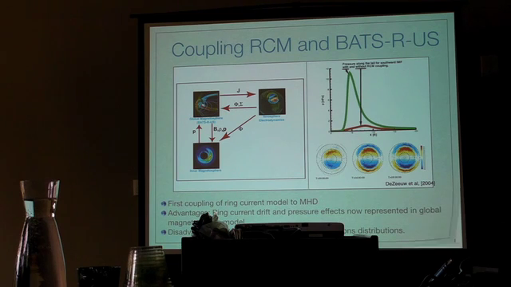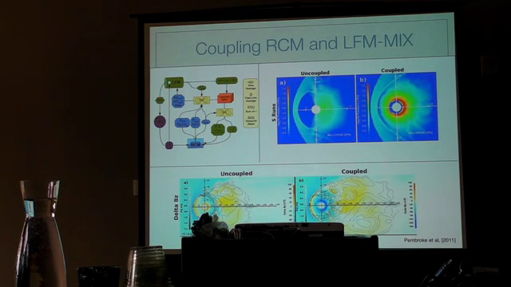Now this isn't unique to BATS-R-US or SWMF. This has been done with LFM and OpenGGCM as well now. This is an example from LFM coupling, so this is from Pembroke's paper. And as you can tell, when we're doing model coupling, we tend to love these wire diagrams. But I'm not going to go through all the details. I'll just say that while there are some subtle differences, the general concept is the same.